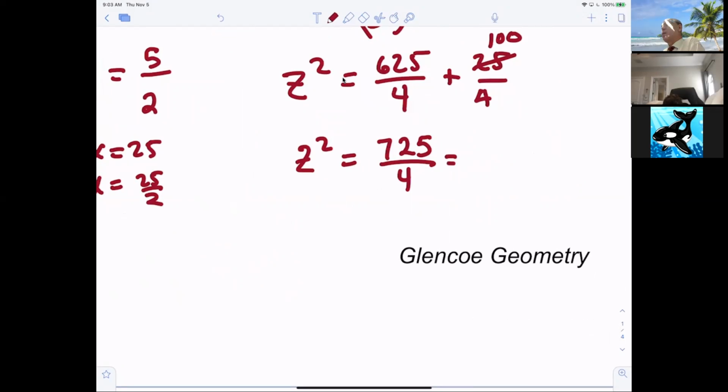Now, this is where I get frustrated sometimes, because whenever I see the number 25, I think quarters. If I have $7.25, how many quarters is that? 29. I don't understand how people don't see that. Anybody have any questions with that?